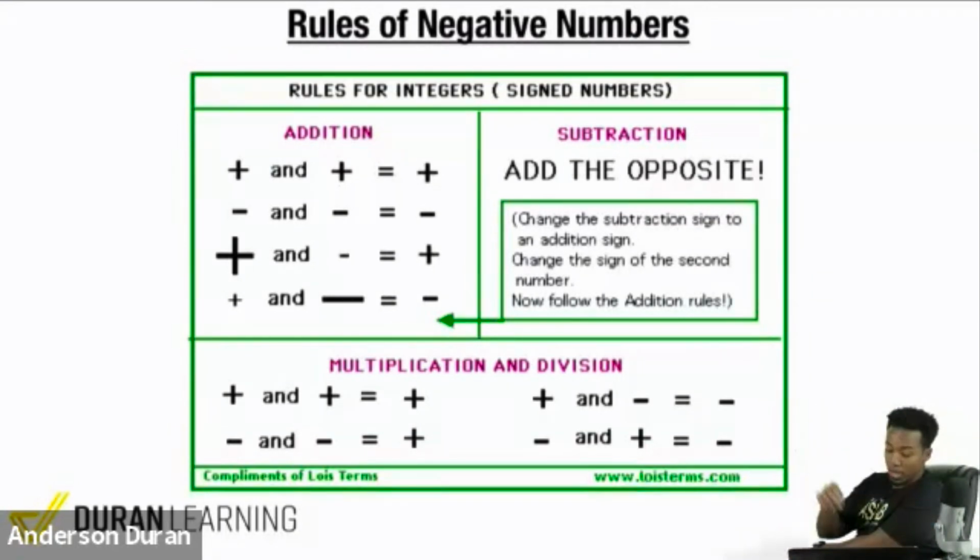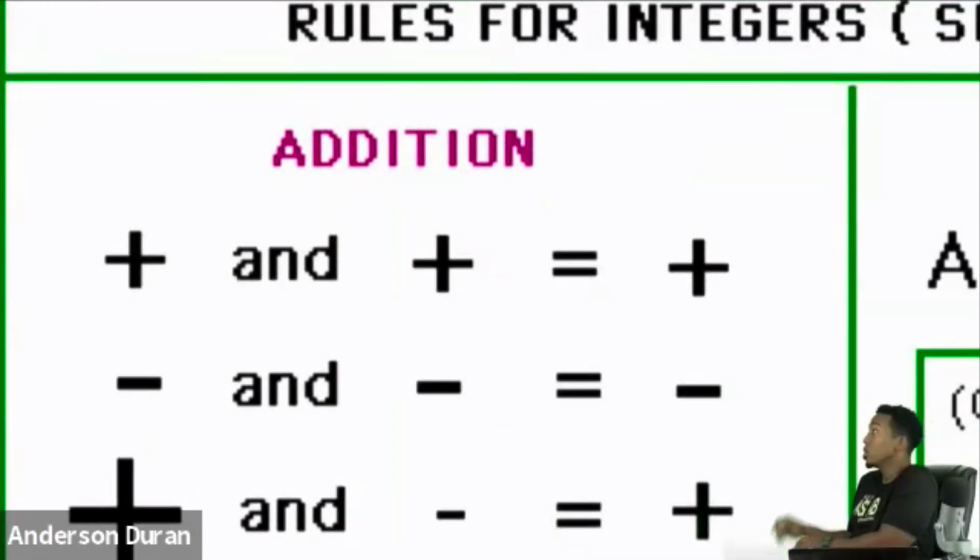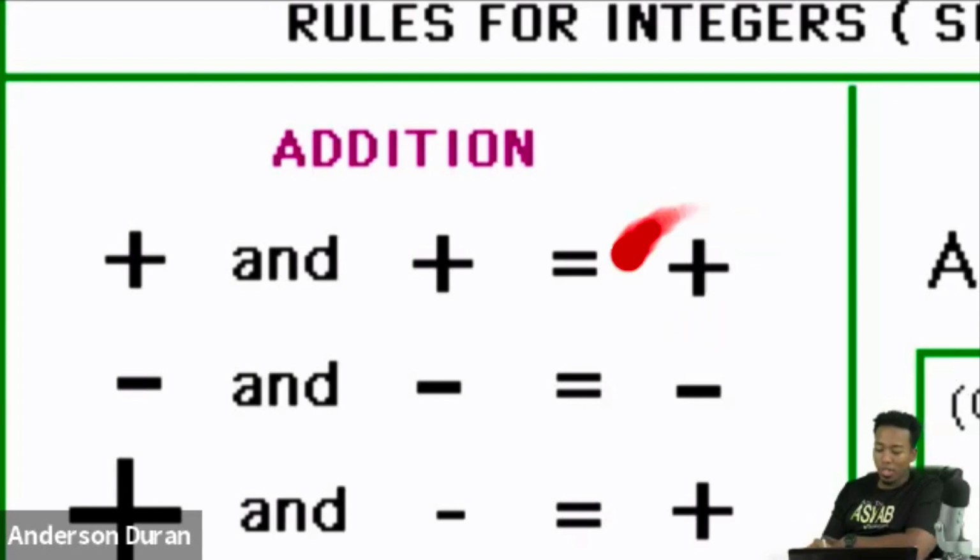So just a little recap here. Let me zoom in now. When you're adding numbers, this is pretty obvious. When you're adding two positive numbers, it's always going to end up being a positive number. But let me play off of this and show you how I think about it in my head, so that way you can think about it better in your head.